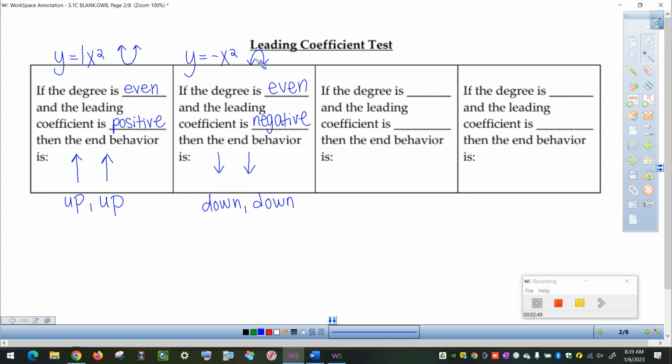All right, the last two scenarios here are both going to be the case when the degree is odd. So maybe the highest exponent that we see is an odd number. And if that's the case, and you happen to have a positive leading coefficient, I'm going to fill this one in first. This is now where our arrows are going to be pointing different directions. And this scenario is when the first arrow is pointing down and the second arrow is pointing up. So I'm going to describe this scenario as being down, up.